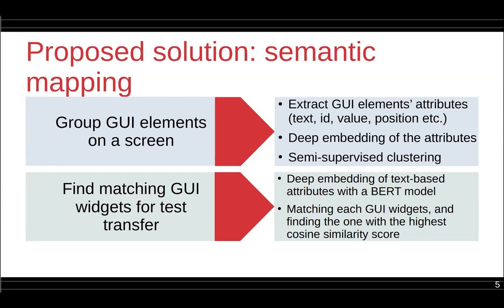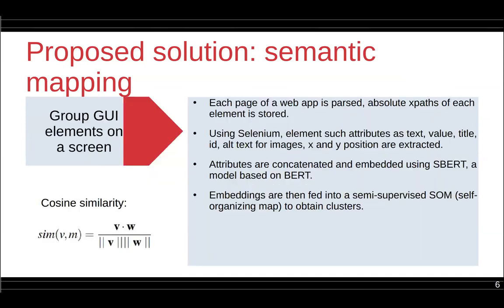And the next step in the test transfer procedure is actually finding matching graphical user interface widgets for test transfer. So once we have deep embedded text-based attributes, we match them against clusters in another version and find the one with the highest cosine similarity score. So the way it works is as follows.